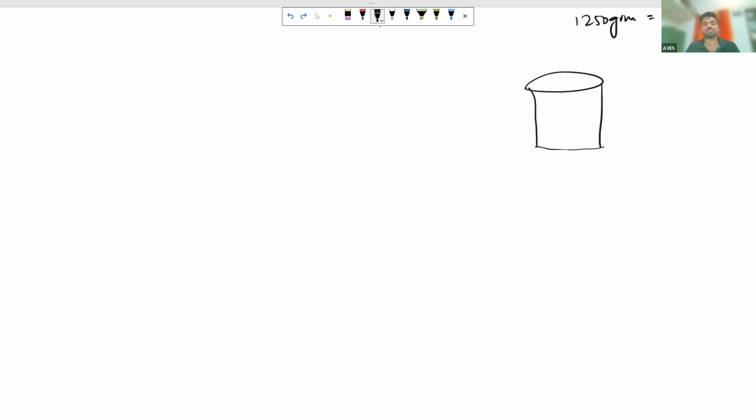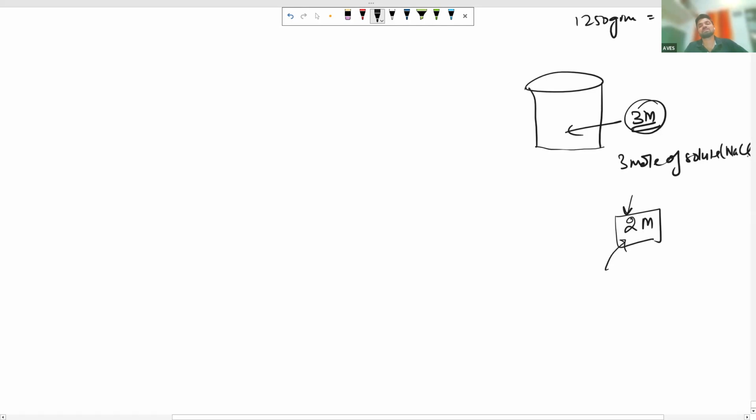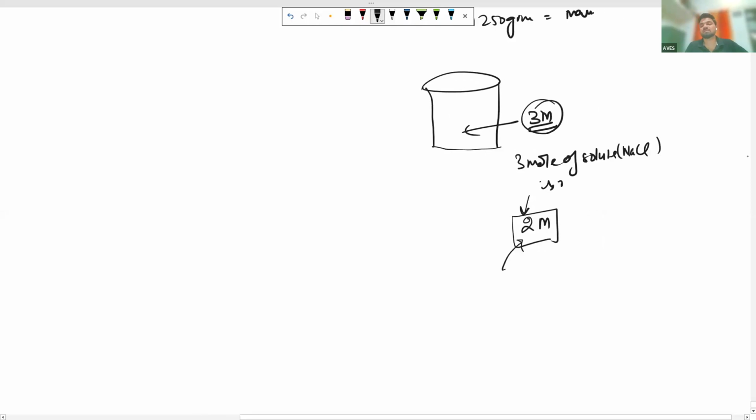So if it is not given, we assume that whether it is 3M, 2M or 5M, whatever molarity number is given, that number of moles is present in 1 liter of solution. If it is 5M, it means 5 moles are present in 1 liter of solution. The total solution is 1 liter and the number of moles is equal to the value of the molarity. So we have 3M, which means 3 moles of solute, NaCl here, is present in 1 liter of solution.